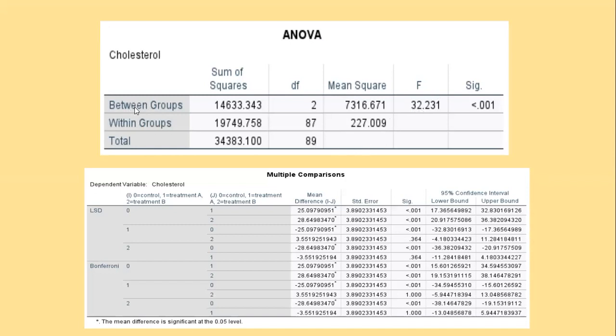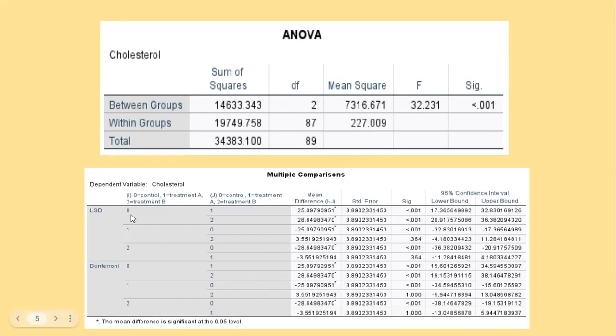And here we can see the variance between the groups and within the groups, and the total. However, the ANOVA gives us the significant difference between the groups in general. If we want to test the difference between group 0 and 1, 1 and 2, we run a test called post-hoc test, and it gives us this result.